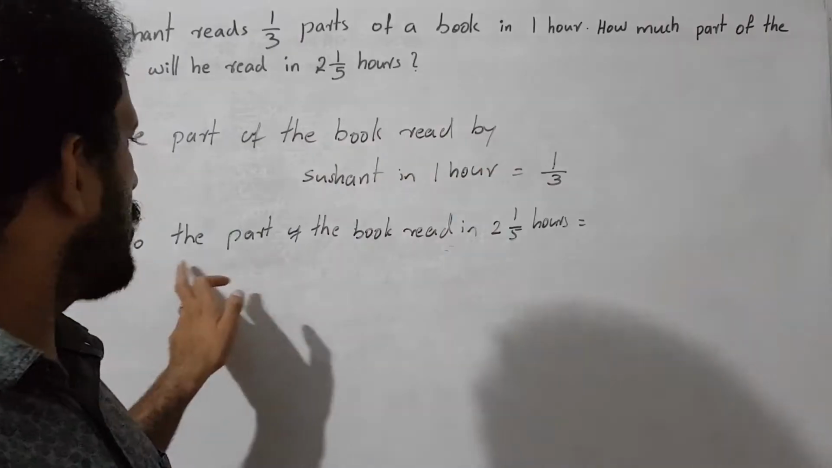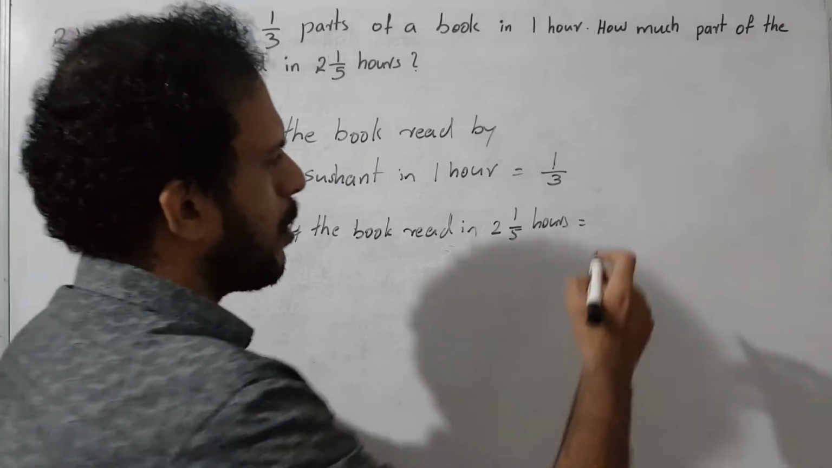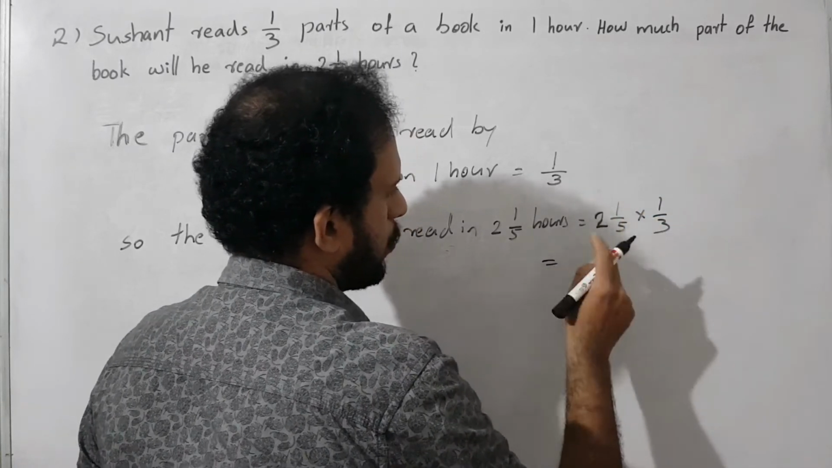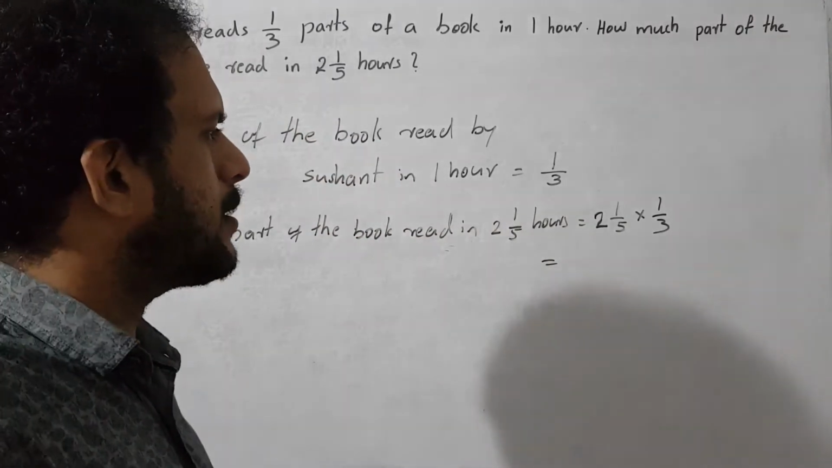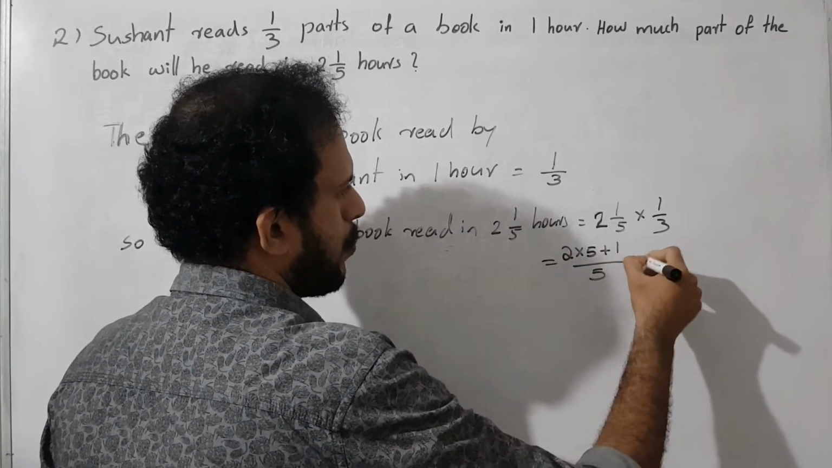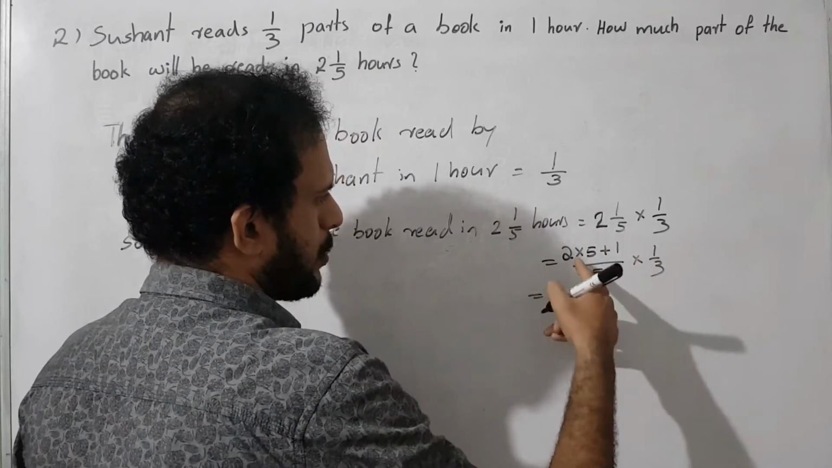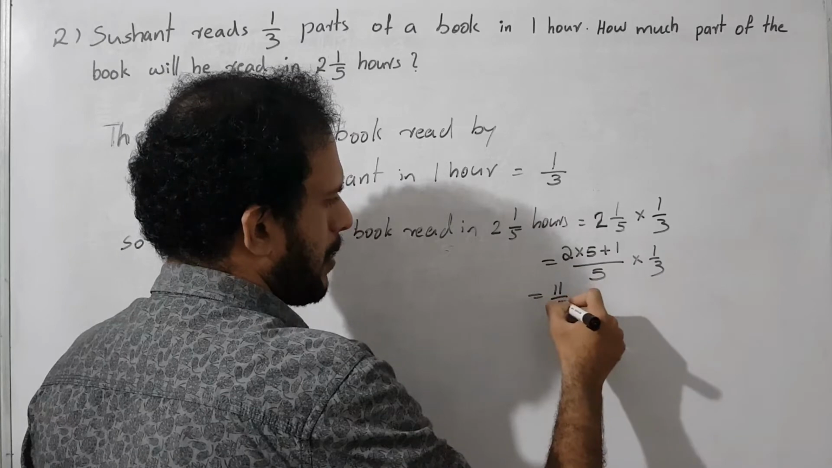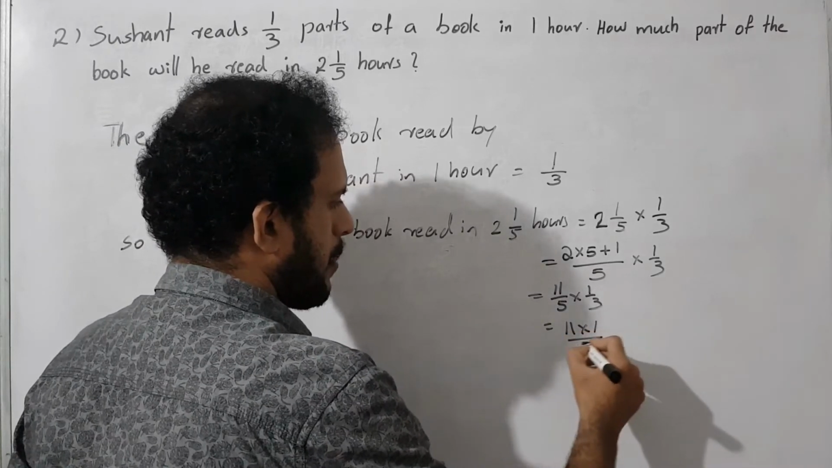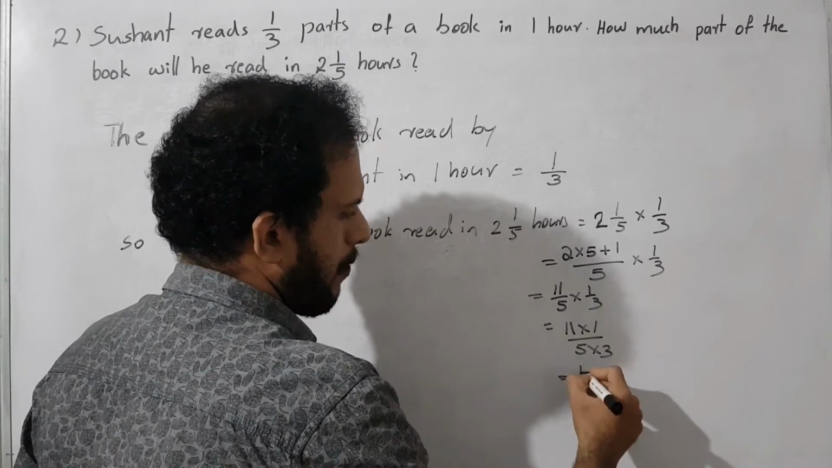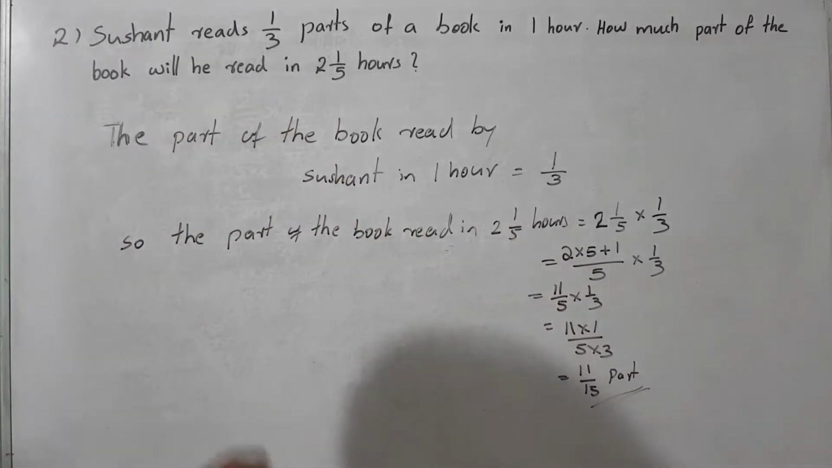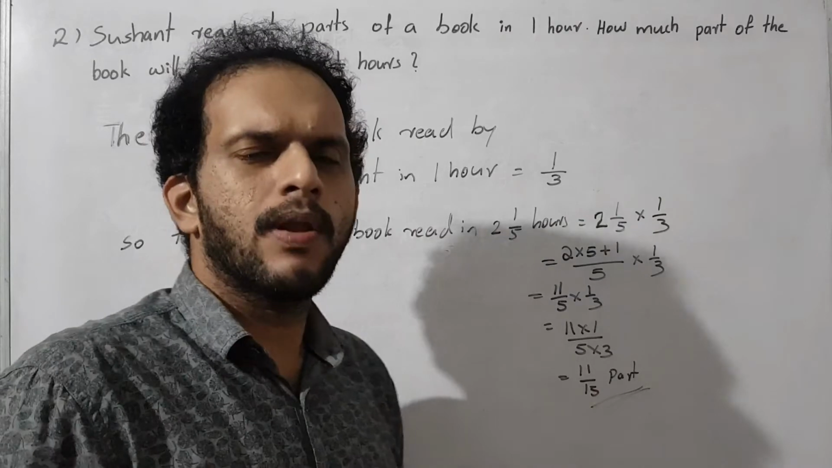So the part of the book read in 1/5 hours is equal to 1/5 into 1/3. It is a mixed fraction, so the first step is to convert it to an improper fraction. 2 into 5 plus 1, over 5, into 1/3. 2 into 5 is equal to 10. 10 plus 1 is 11. 11/5 into 1/3. Then next, how to multiply? 11 into 1 over 5 into 3 is equal to 11/15 part. Correct? The part of the book read in 1/5 hours is equal to 11/15.